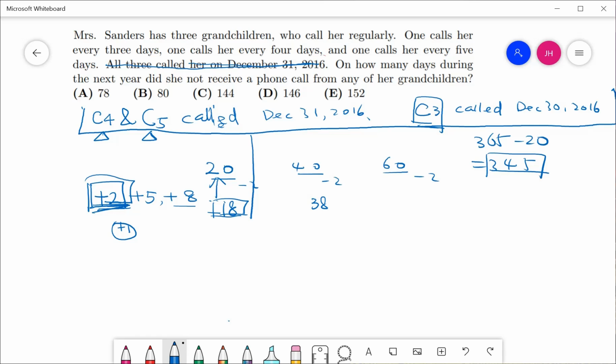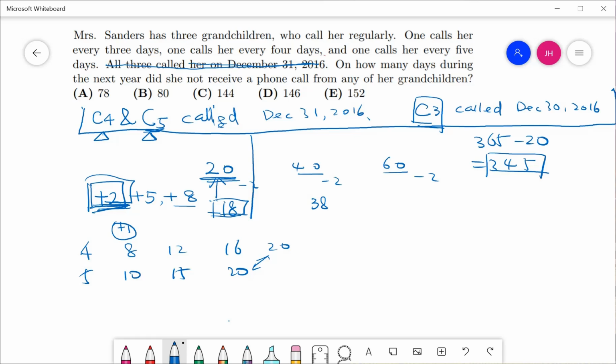All right, so let's look at C4 and C5, these 2 grandchildren. Okay, how many days do we not have any visits? Since this is 20, we can just count them. If it's 40 or 60, we probably need some calculation, right? So let's do C4. C4 will be on the 4th day, the 8th, the 12th, the 16th, and the 20th. C5, that will be the 5th day, 10th, 15th, 20th, right? This day is double counted.